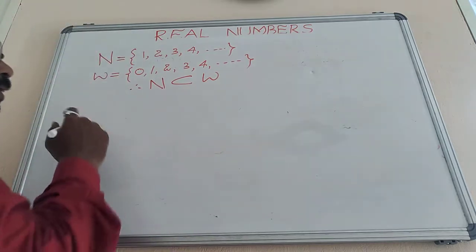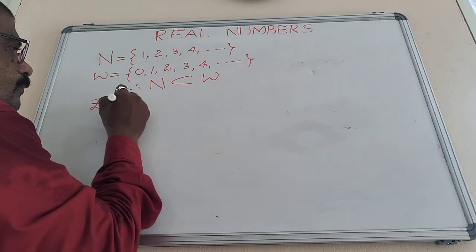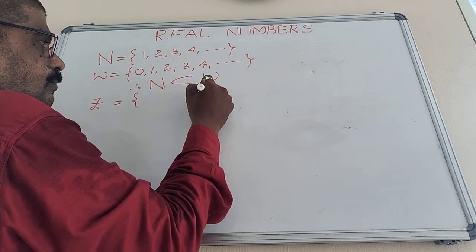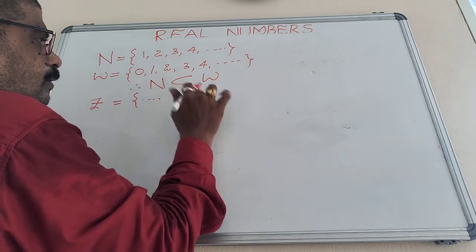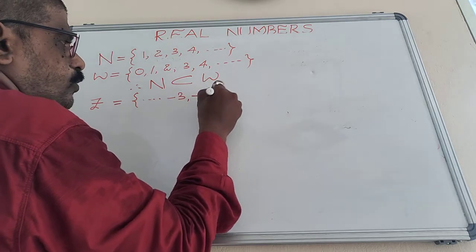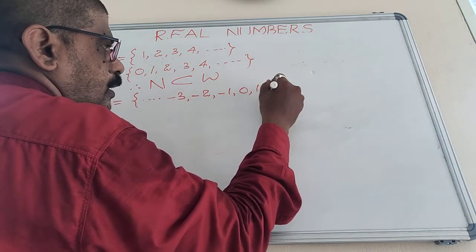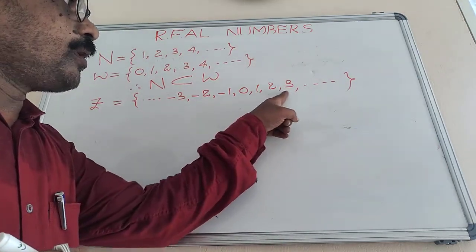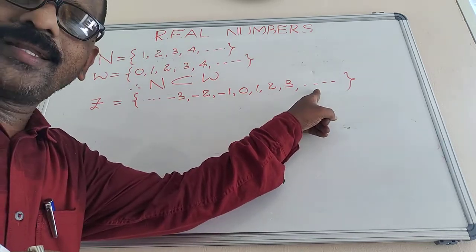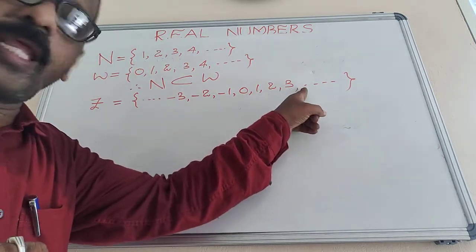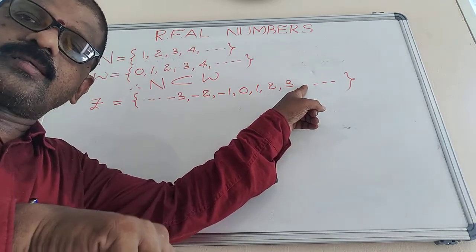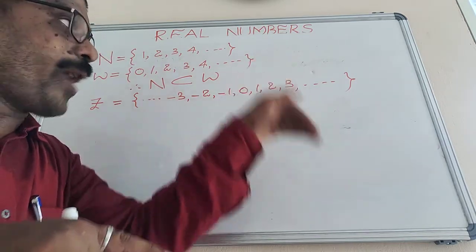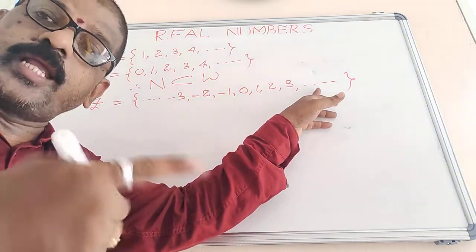Clear? The next one, integers: ... -3, -2, -1, 0, 1, 2, 3 and so on. These are natural numbers. That means all natural numbers are in whole numbers. Already I told, we have to observe that all natural numbers are in integers.